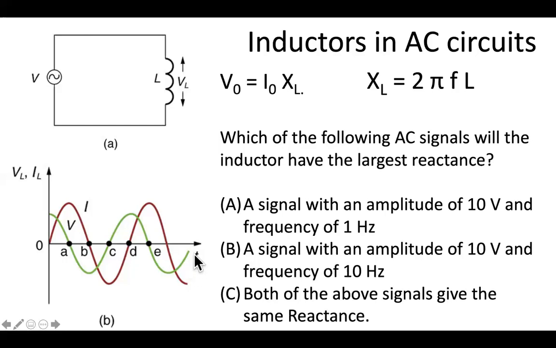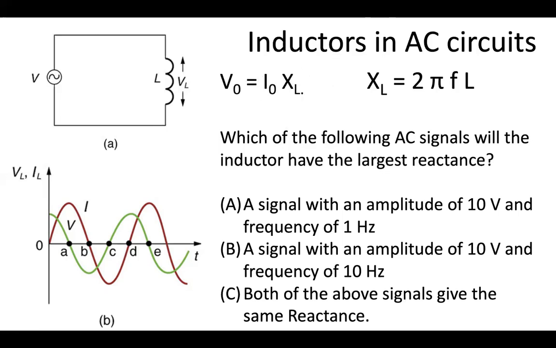This time, the answer is B. The thing is, if you have a signal with a higher frequency, so it oscillates faster, this inductor has a bigger reactance to it. Okay. The thing to understand is, what does this have for implications on the current?